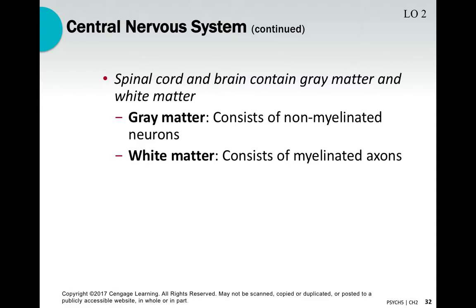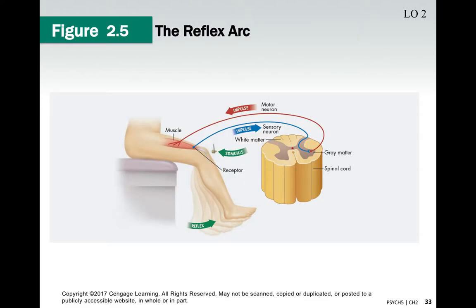So both are really important. One is myelinated, one is not. So one is transmitting information a little bit faster. In this graph, 2.5, the reflex arc shows you how all of this stuff comes together. Motor neurons, sensory neurons, white matter, gray matter, spinal cord, all of this stuff coming together.